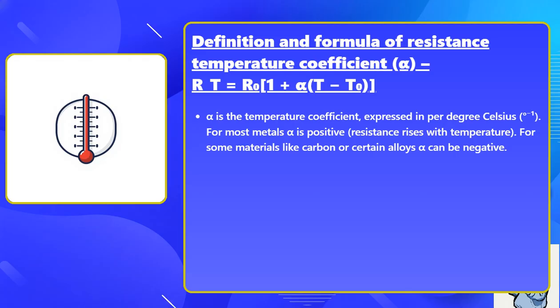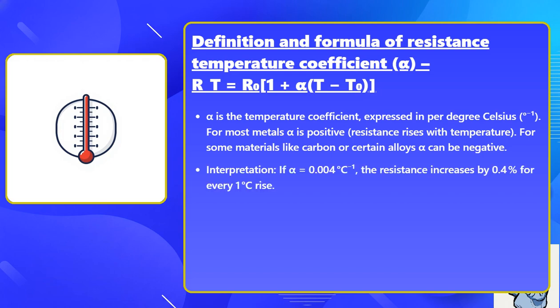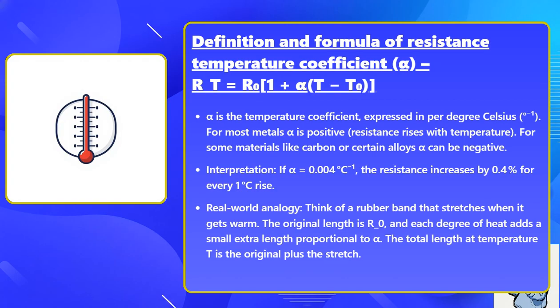For most metals, alpha is positive, resistance rises with temperature. For some materials like carbon or certain alloys, alpha can be negative. Interpretation: if alpha equals 0.004 per degree Celsius, the resistance increases by 0.4% for every 1 degree Celsius rise. Real-world analogy: think of a rubber band that stretches when it gets warm. The original length is R sub 0, and each degree of heat adds a small extra length proportional to alpha. The total length at temperature T is the original plus the stretch.